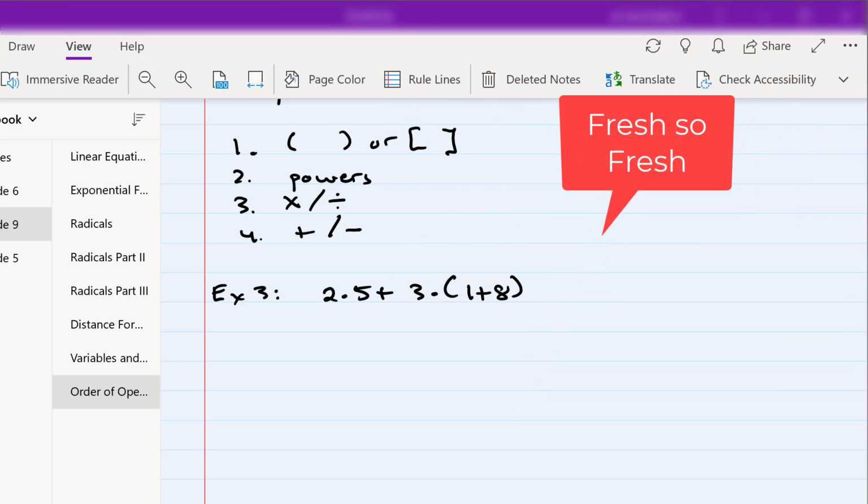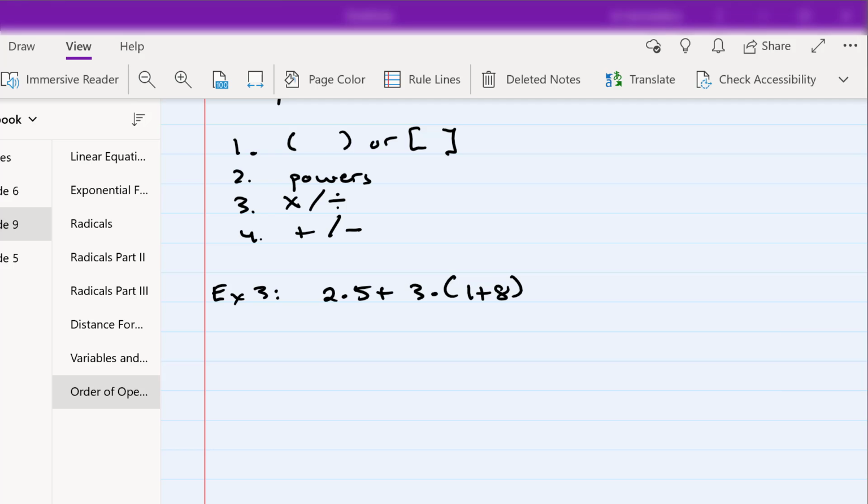Suppose we look at the next example. 2 times 5 plus 3 times, in parentheses, 1 plus 8. We notice we have multiplication, addition, and parentheses, but according to our order of operations, the highest priority is number 1, the grouping symbol of parentheses. So we have to do that first. So step 1 will be 2 times 5 plus 3 times, and we do the parentheses: 1 plus 8 is 9.